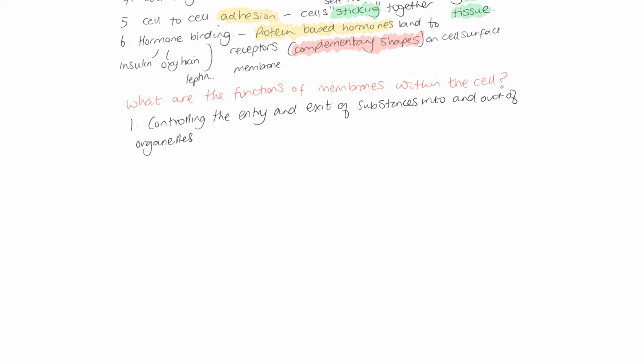Number 2, separate organelles from the cytoplasm so that the reactants for specific metabolic reactions are isolated. We don't want the enzymes involved in one chemical reaction that might be occurring in the chloroplast to get in the way of or disrupt a metabolic reaction that's occurring in the mitochondria or in the lysosome or in the rough endoplasmic reticulum. So it's really important that these chemicals are isolated to prevent metabolic reactions being disrupted.